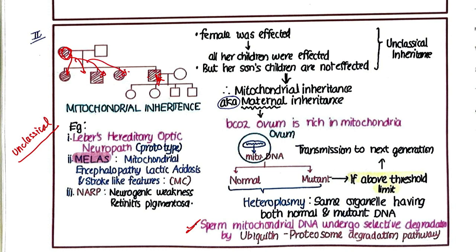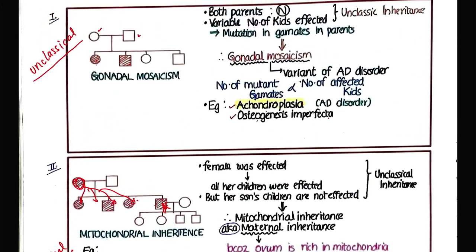Right? Examples, see, 4 or 5 examples we need to remember because they will be asked time and again. One is LHON, Leber's hereditary optic neuropathy. It is the prototype disease. Second is MELAS, mitochondrial encephalopathy, lactic acidosis, and stroke-like features. It is the most common. Third is MERRF. It is not written in there, but it is also ragged red fibers: mitochondrial encephalopathy with ragged red fibers. Fourth is NARP, neurogenic weakness and retinitis pigmentosa. Right? There are others also, but these 3 or 4 we must be able to remember. So these are two unclassical forms of inheritance. Let us study about the other unclassical forms of inheritance also.